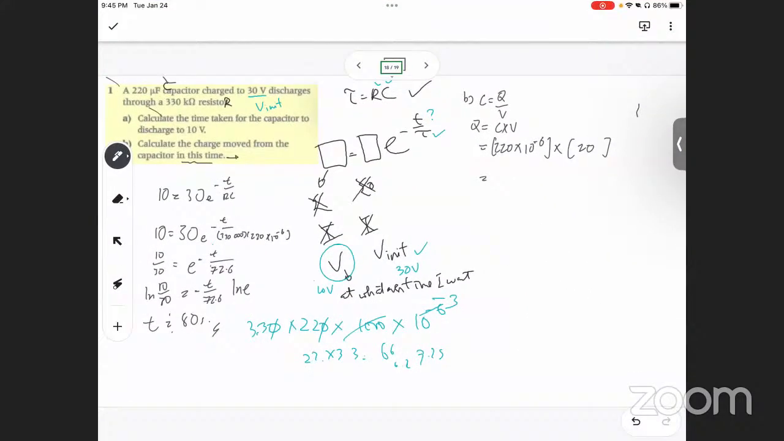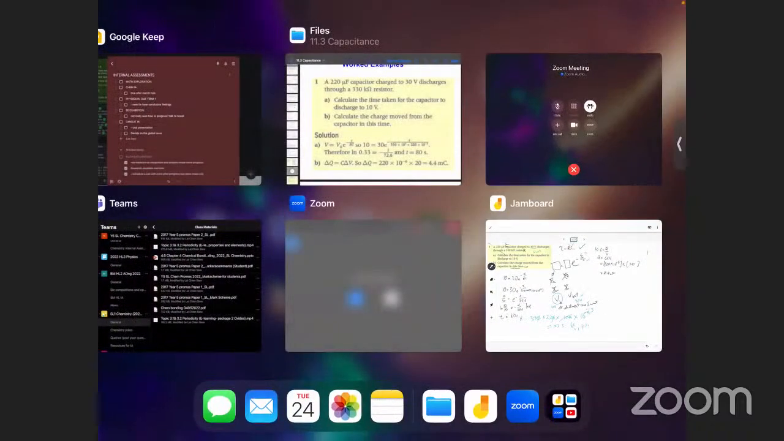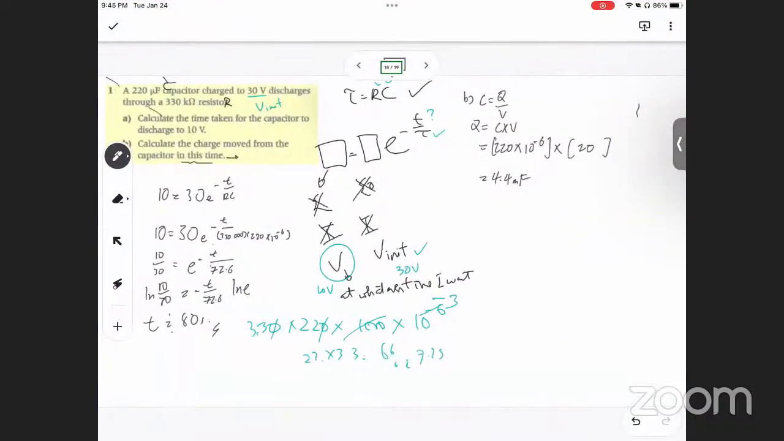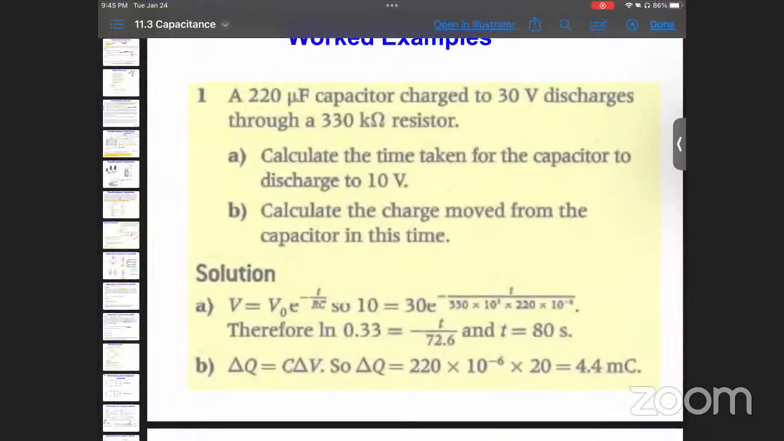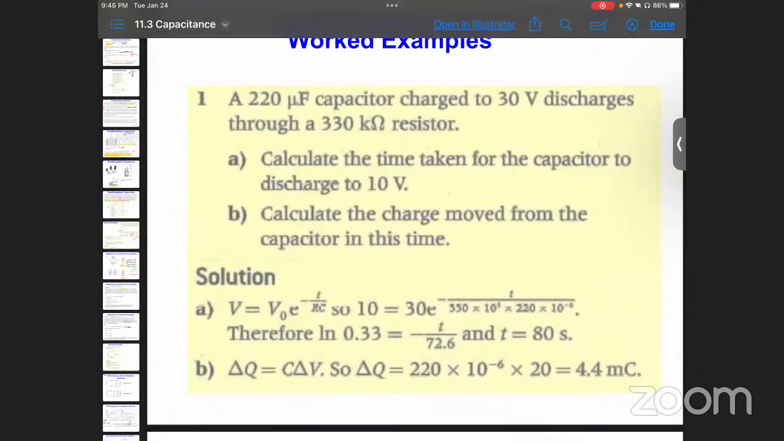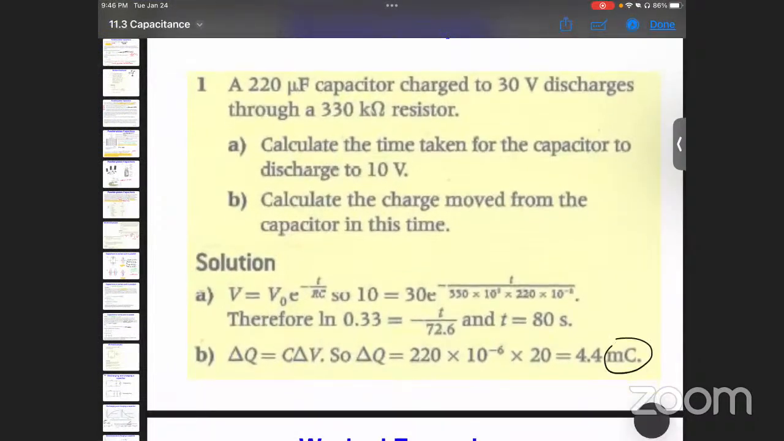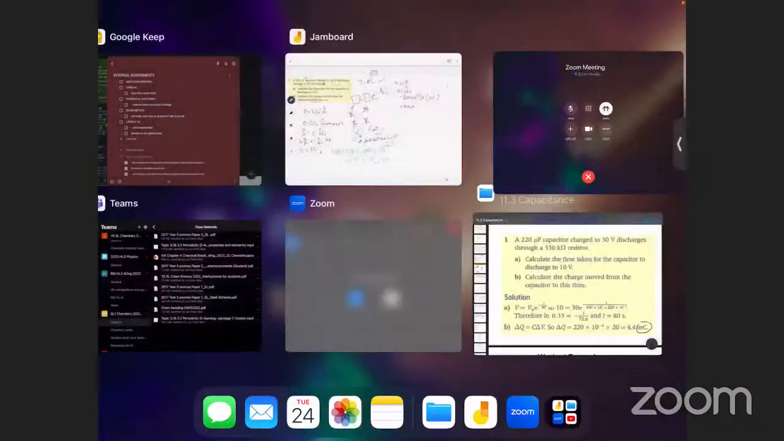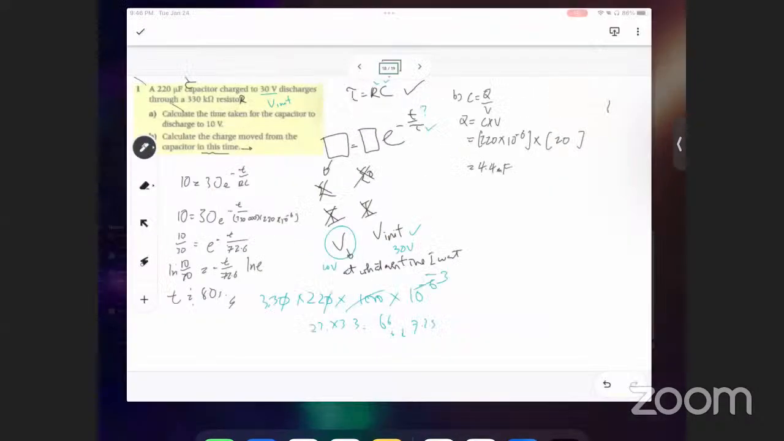4.4 microfarad. Should be microfarad, not microcoulomb. It should be microcoulomb. This C is not the capacitance but the coulomb. Very annoying, but he's correct. It should be microcoulomb because it's Q. The unit of Q, charge, is coulomb, big C.